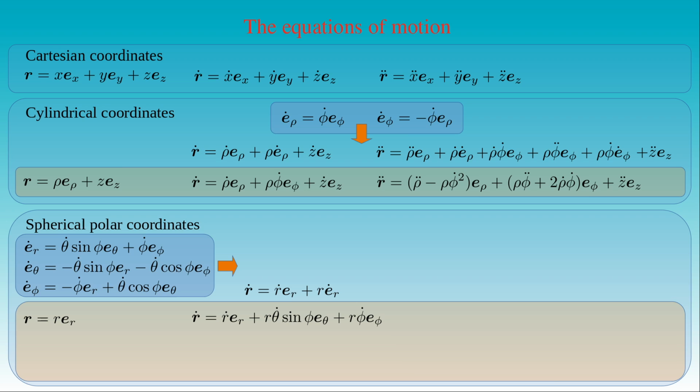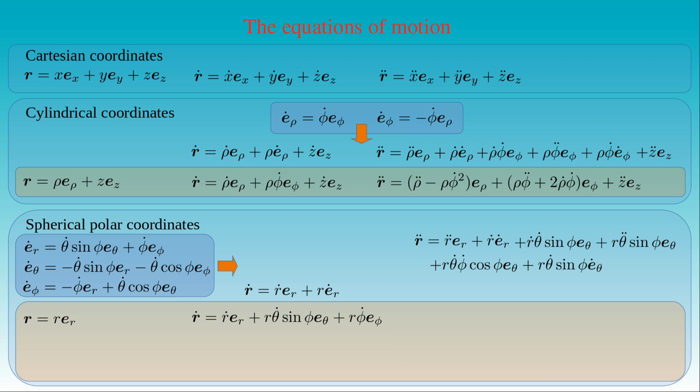Now we differentiate the derivative of the position vector r. The derivative of the first term in r dot, that is of the expression r dot times er, is given by r double dot times er plus r dot times er dot. The derivative of the second term in r dot, that is of the expression r times theta dot times sine phi times e theta, consists of four terms.